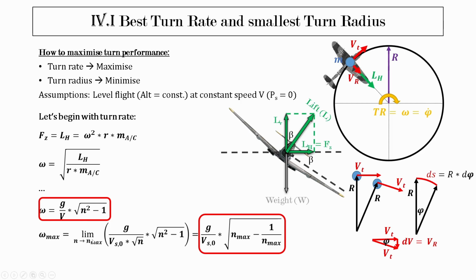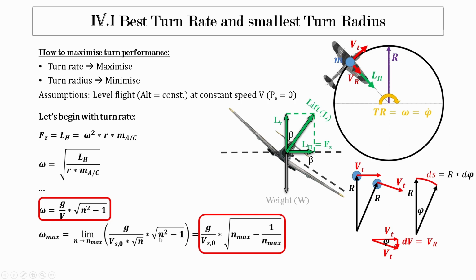We could technically explore what would happen if n went toward infinity, but that's not possible. So there will be a maximum load factor that our airframe can sustain without taking damage. So this is what we want to go for. And then we plug this in, rearrange it, simplify the equation, and we end up with this. And that's something we can analyze. And a quick sanity check to see if that all makes sense.